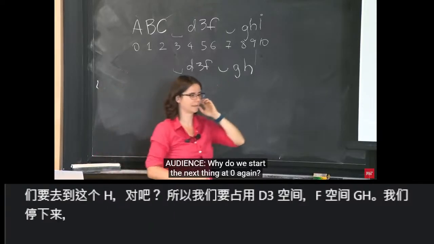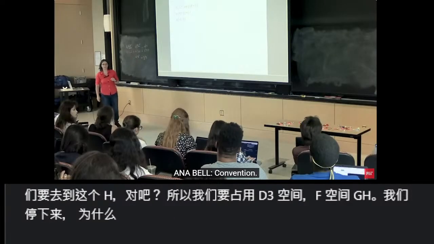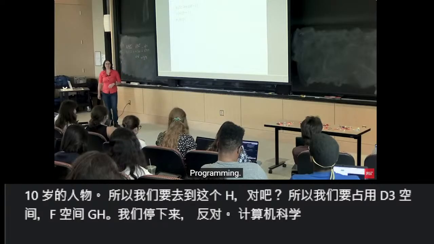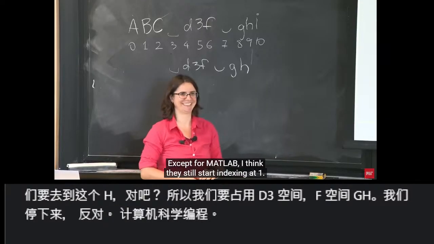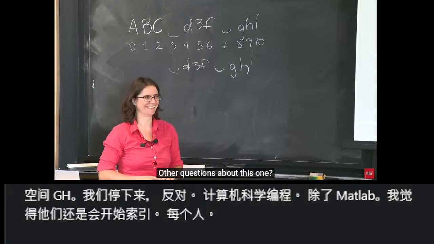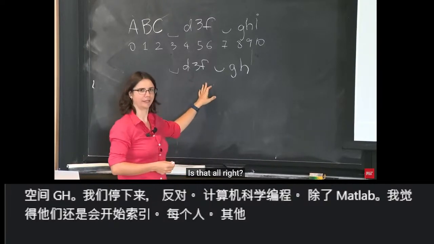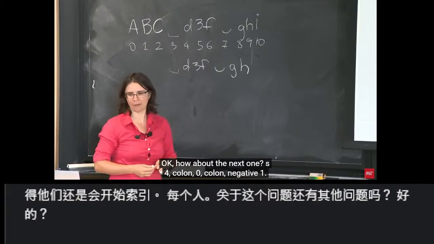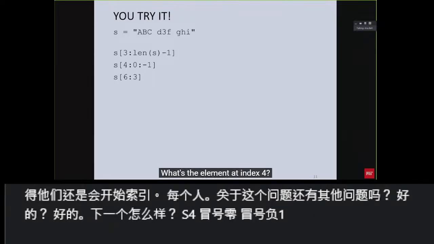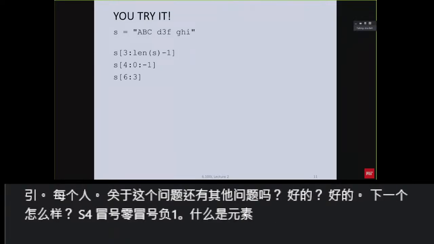Why do we start indexing at 0 again? It's just convention. Okay. Computer science programming. Except for MATLAB, I think they still start indexing at 1. Other questions about this one? Is that all right? Okay, how about the next one? S[4:0:-1]. What's the element at index 4?